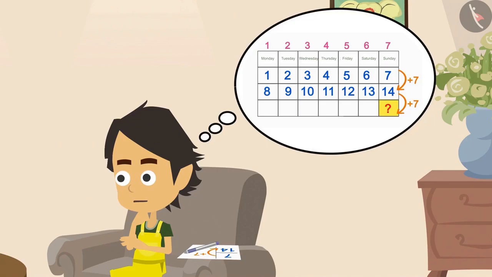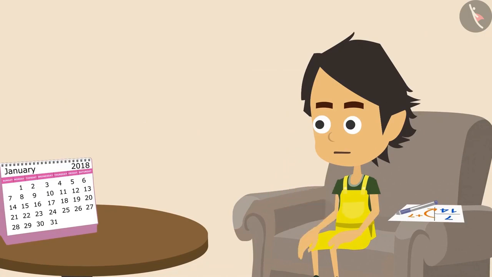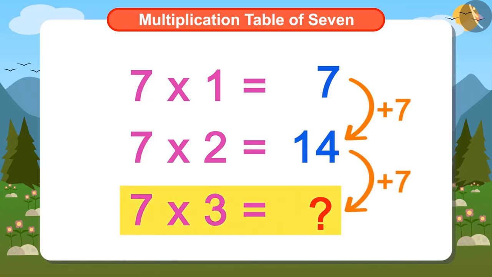Ayushman is thinking. Papa asked why he was unable to answer. Ayushman explained that the first Sunday is 7 multiplied by 1, that is 7th. The second Sunday is 7 multiplied by 2, that is 14th. So the third Sunday's date will be 7 multiplied by 3, but I do not know the multiplication table of 7. So, without paper and pen, I cannot answer this question.